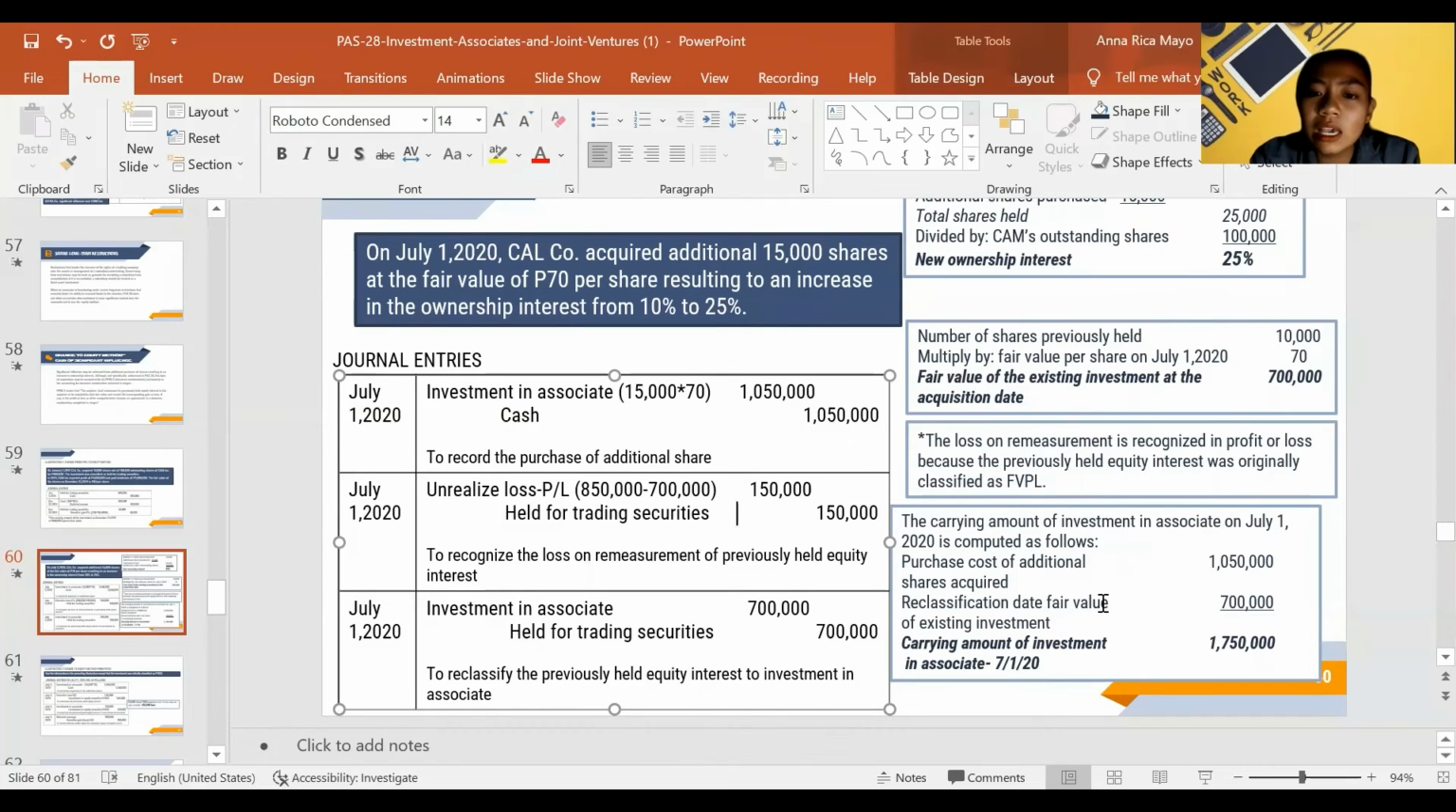And then yung magiging carrying amount na ng new investment mo on July 1, 2020 is computed as follows. Yung purchase cost mo, which is 1,050,000. And then yung reclassification date fair value mo, which is 700,000. Magkakaroon ka ng carrying amount of investment in associate noong July 1, 2020 na 1,750,000.